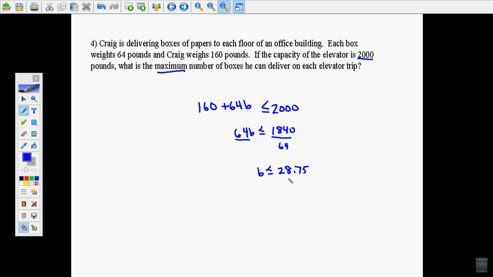Okay, it would be 28, because 29 would not work in this inequality. If he's got 29 boxes, he's over the 2,000 pounds. So even though you would normally round up this 28.75, we want it to be less than or equal to 28.75. So 29 won't work, so the maximum number of boxes would be 28 boxes. And so keep that in mind if you have to actually write down what the maximum number is and you can't use a decimal, that you always want to make the inequality true with whatever number you pick.